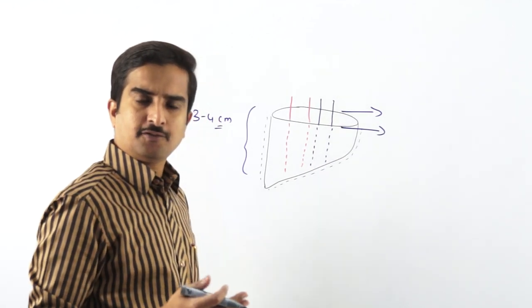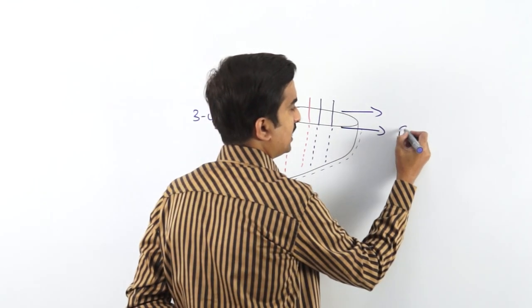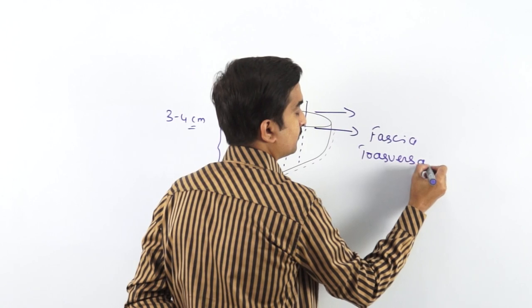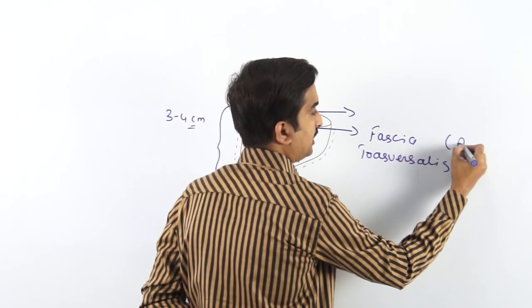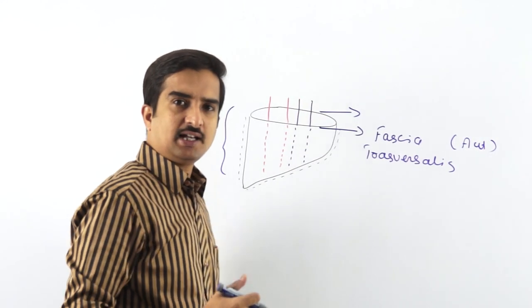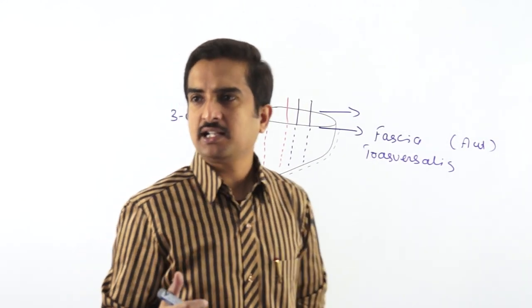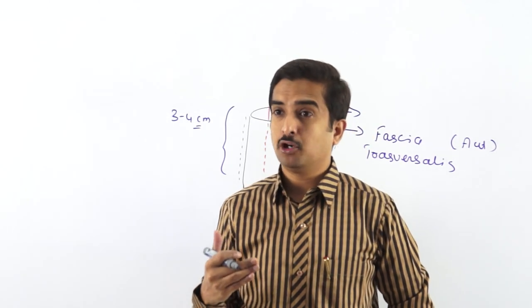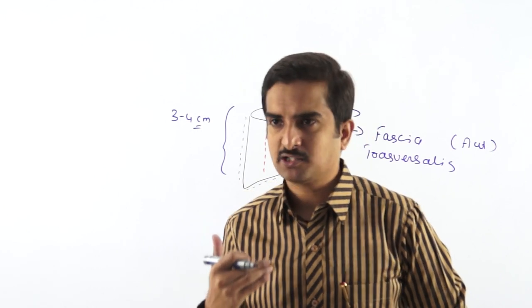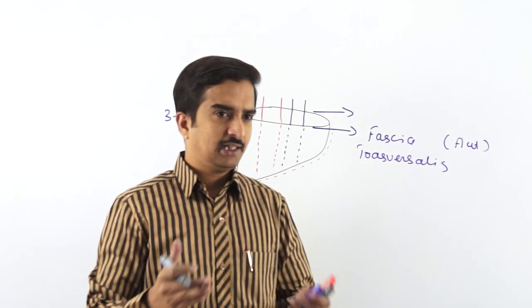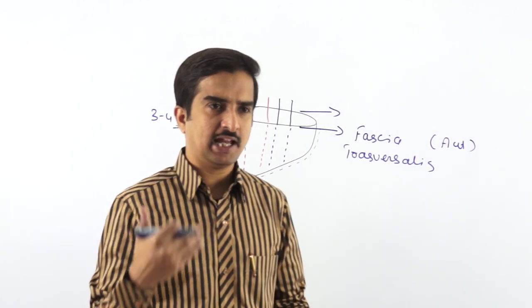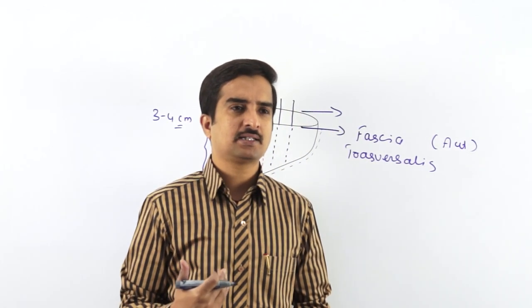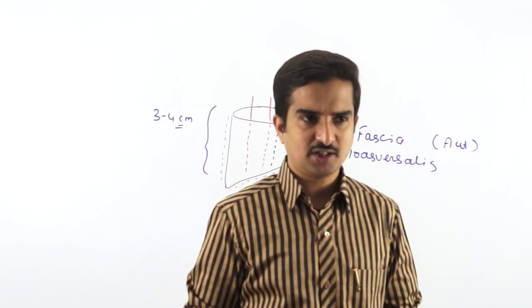Now, this is the anterior wall and this is the posterior wall. The anterior wall of the femoral sheath is formed by fascia transversalis. This fascia transversalis lies in the deeper aspect of the anterior abdominal wall, that is deep to the transverse abdominis muscle. You know that the anterior abdominal wall has the following muscles: external oblique, internal oblique, transverse abdominis. So posterior to the transverse abdominis, the structure which is present is called the fascia transversalis.